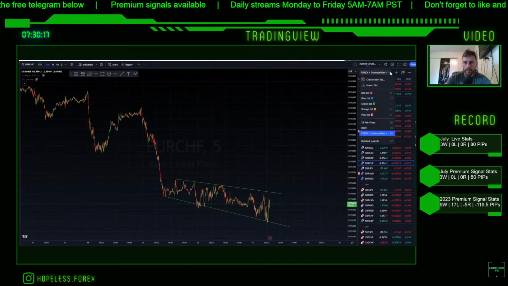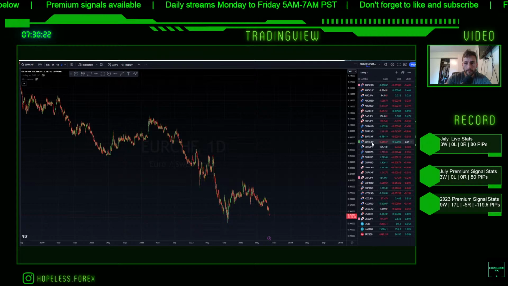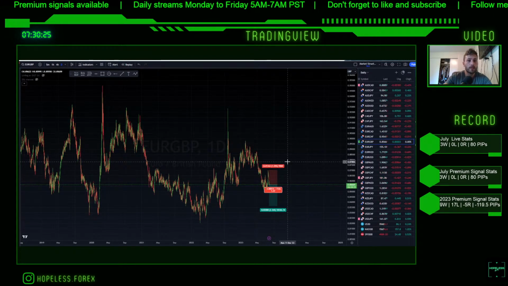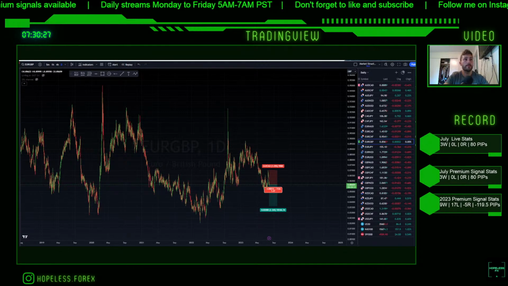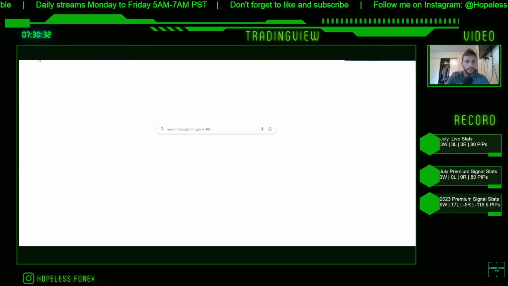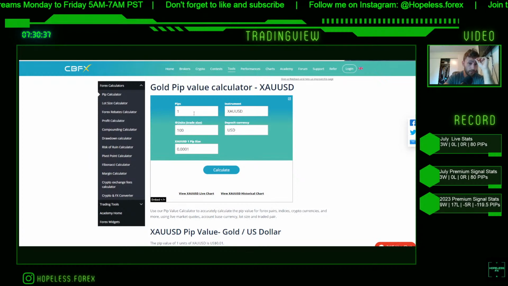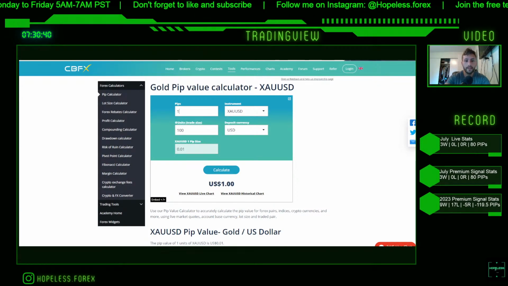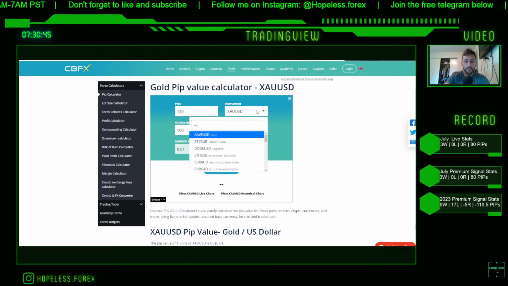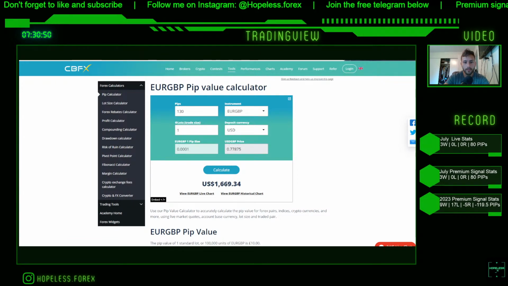Let's actually go back to that daily on Euro GBP. Take a look at our sells. Get into our pip calculator. Normally I do this off screen, but if you haven't done this before, you can definitely check out a pip calculator. They're quite useful. So for example, if the pips were 130 on Euro GBP, it gives us our risk. Quickly, if we were to sell a lot, it would be 1669.